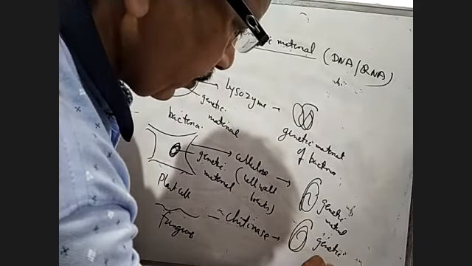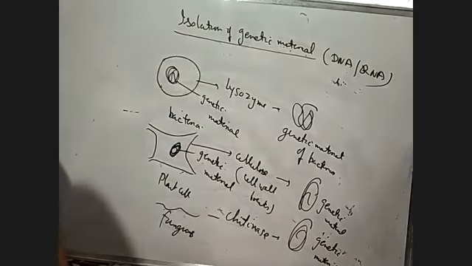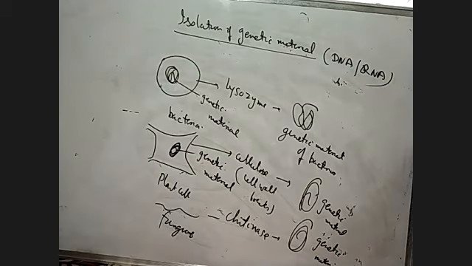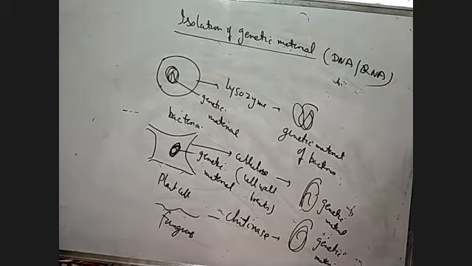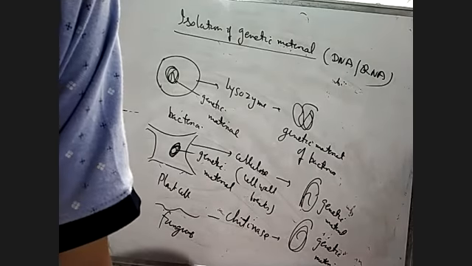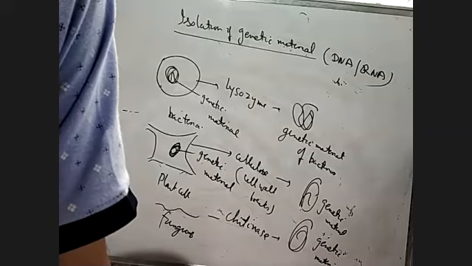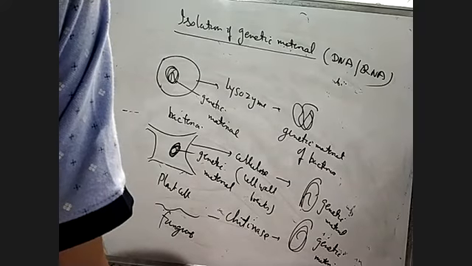So here we see how you isolate genetic material. In the case of bacteria, we use the enzyme lysozyme to remove the cell wall and get the genetic material. Similarly, in the plant cell, we remove the cell wall by cellulase and the genetic material is taken out. In the case of fungus, we treat it with chitinase and the genetic material is taken out. This is about the prokaryotic cells. And what about the eukaryotic cells?